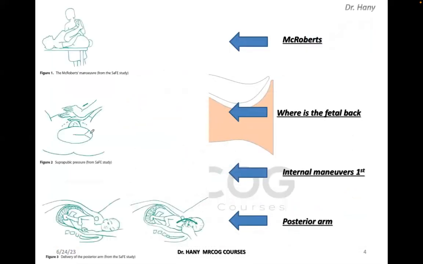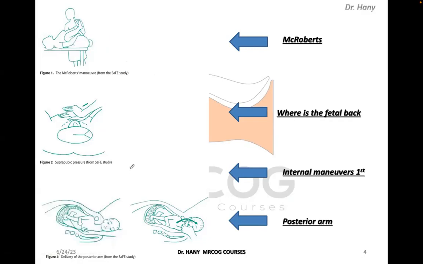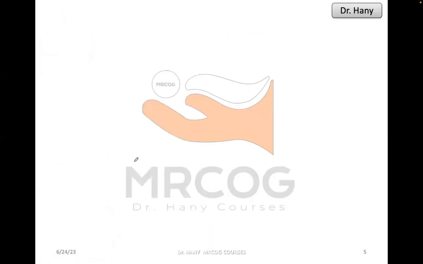McRoberts means excessive flexion. You see, remove the pillow, put the woman flat, bring her to the edge of the bed, axial traction, not upward, not downward, suprapubic pressure from the side of the fetal back. This is to deliver the posterior arm, and this is the McRoberts part. Both together, 90%. The all fours, 83.